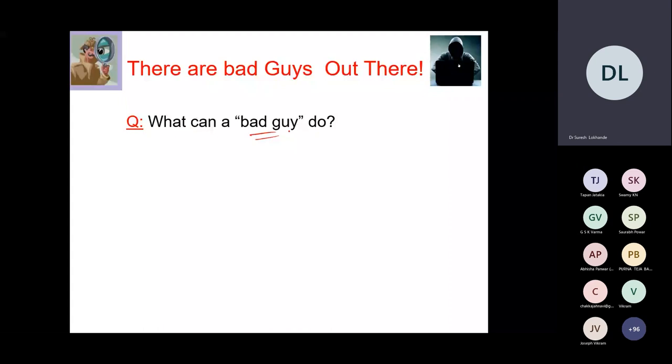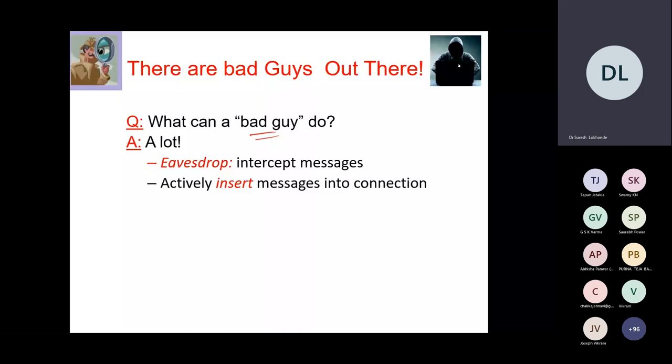What is this bad guy doing now? He can do a lot, and he can intercept the messages, which we call eavesdropping. This is only a passive attack. His role is not much easier, simply tampering the message. Sometimes his role becomes much more active, which we call an active attack, where the entire message is taken out and simply changed.